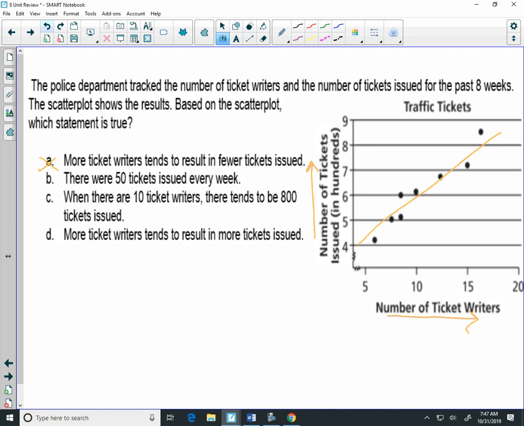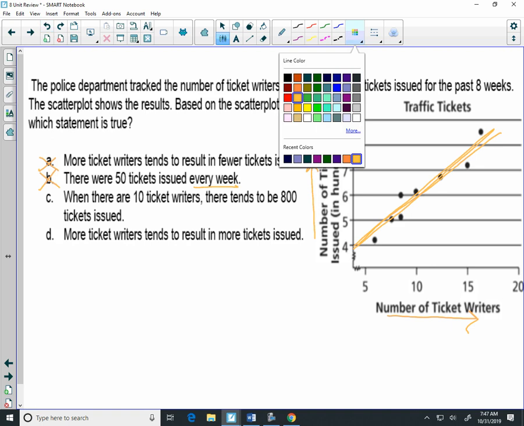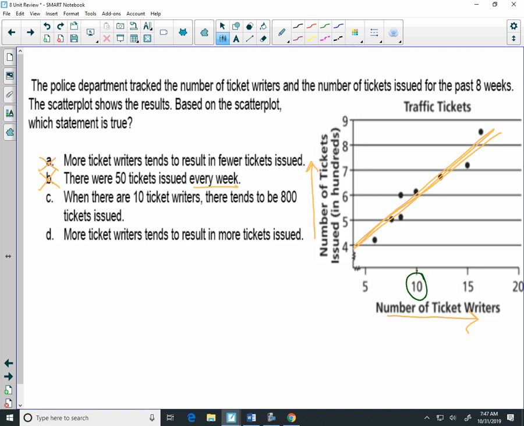There were 50 tickets issued every week. Okay, so here are the number of ticket writers and the number of tickets issued. We don't have any information about what happens every week, so we cannot say that. When there are 10 ticket writers, there tends to be 800 tickets issued. So the best fit line is helpful here because that's what you're always basing your tends to statements on. If we look at 10 ticket writers, I would say our best fit line was, and we have a data point right there too, around 600. 800 is all the way up here. So I would say no for that one.